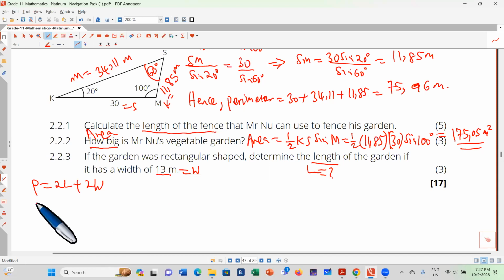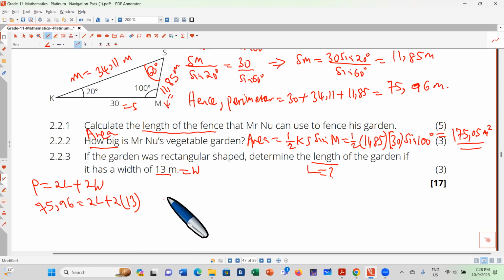Which is 70. Now the perimeter, we found it before. We found it to be 75,96. So which means the perimeter 75,96 is equal to twice the length plus twice the width, which is 13. All right.